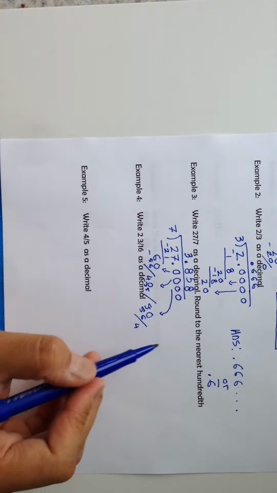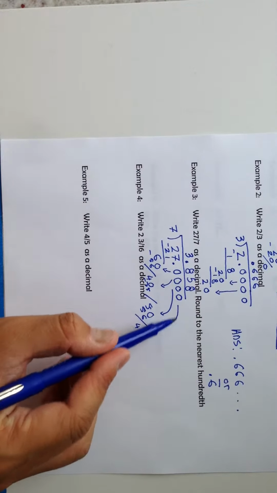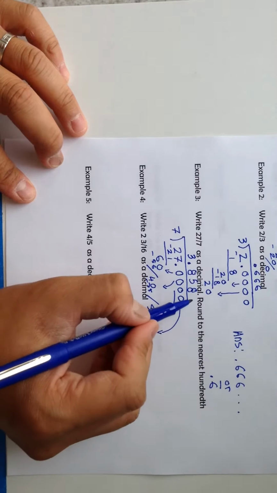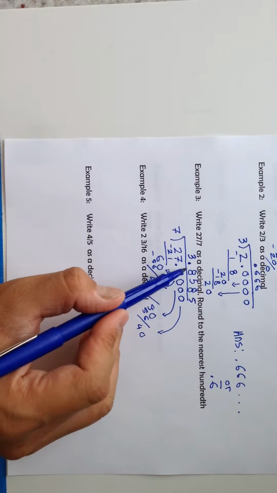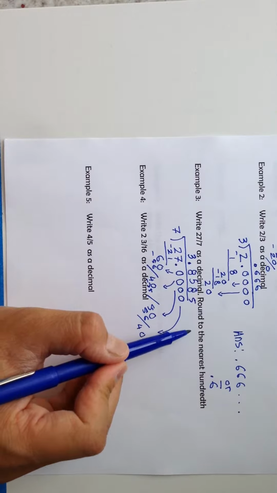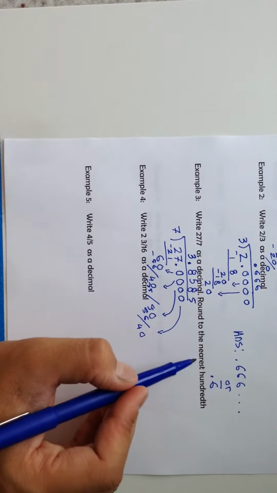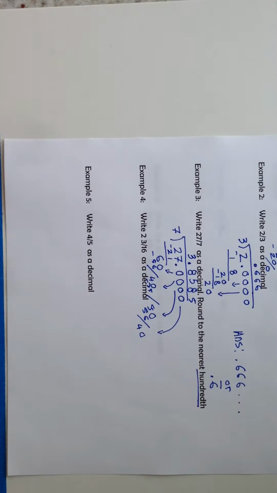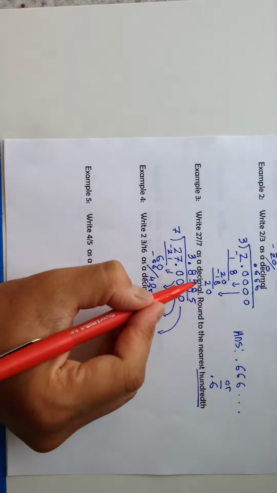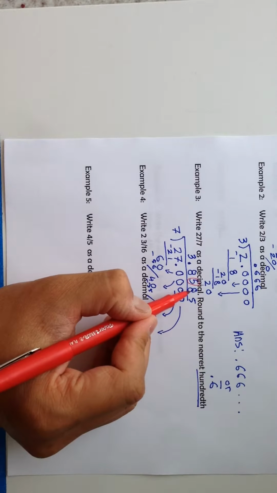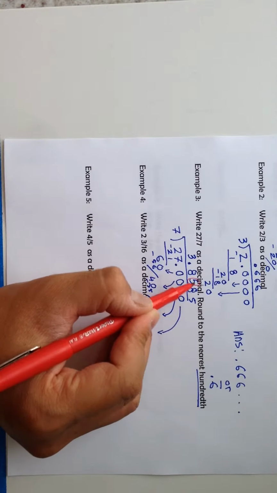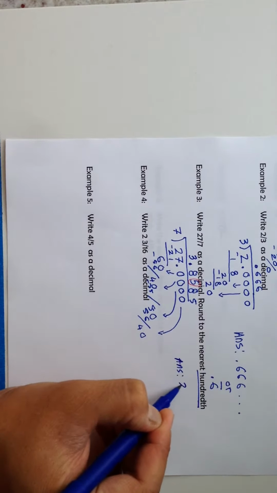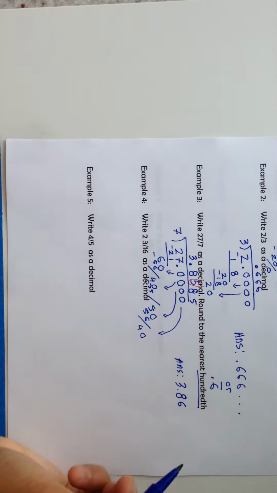Now, if I were to bring down the next 0, I would have 7 goes into 40 5 times. So there's a pattern. It's going to be 3.8585858585. However, I'm asked to round my answer to the nearest hundredth. So first I need to identify the hundredth location, which is this number. And because this next value is 5 or larger, I'm going to bump this up to 6. So my answer is 3.86.